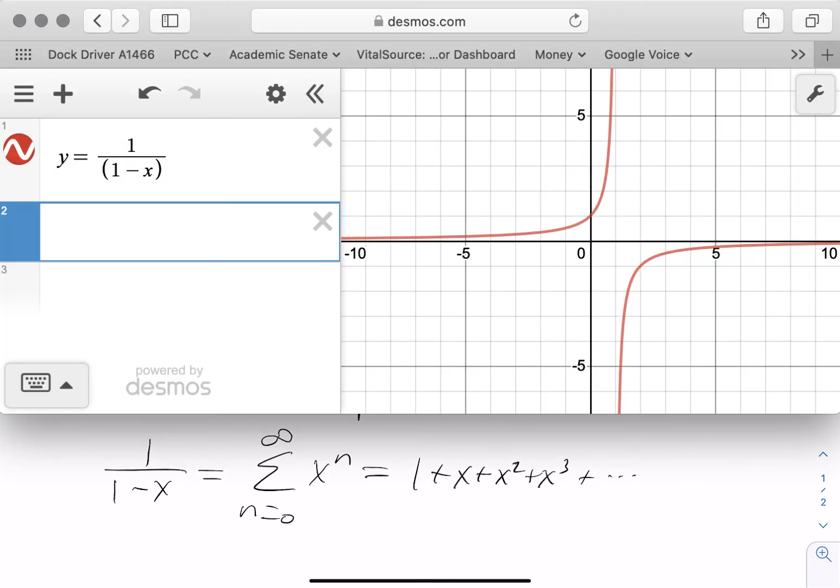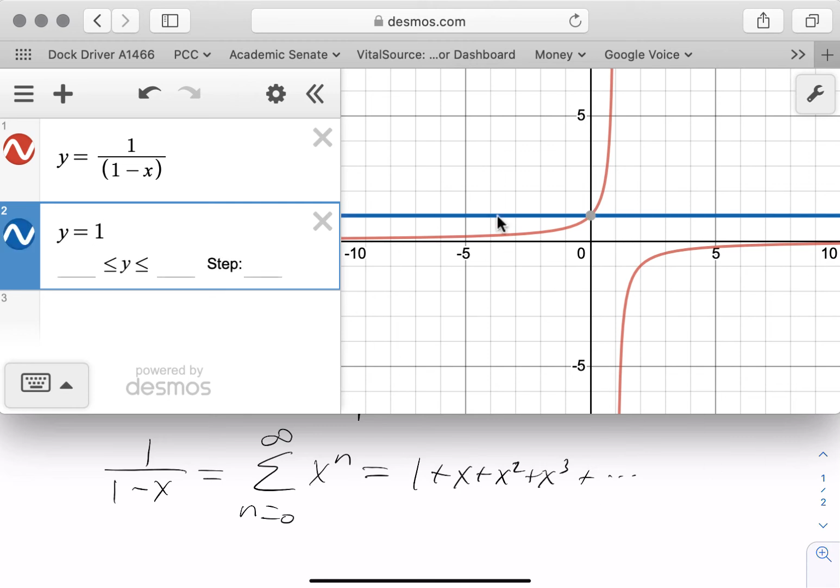Here's what I mean. I've opened up Desmos.com and I've graphed y equals 1 over 1 minus x, and it's this red curve here, right? The reciprocal function. Down here you can see what we just wrote down, that 1 over 1 minus x is expanded as 1 plus x plus x squared plus x cubed and so on. So I'm going to graph y equals 1. Now that's a horizontal line. It's a terrible representation, but we're going to add some more terms.